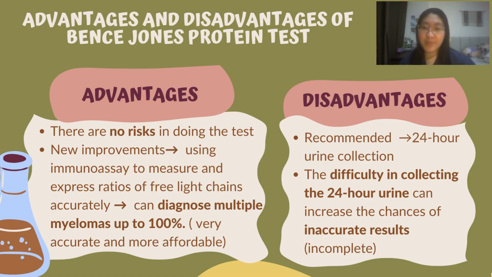The advantage of the Bence-Jones protein test is that there are no risks in doing the test, and there are also new improvements, which is using immunoassay to measure and express ratios of free light chains accurately, that can diagnose multiple myeloma up to 100%, which is very accurate and affordable. But the disadvantage is that the recommended collection, which is 24-hour urine collection, is very difficult, and doing so will increase the chances of inaccurate results.